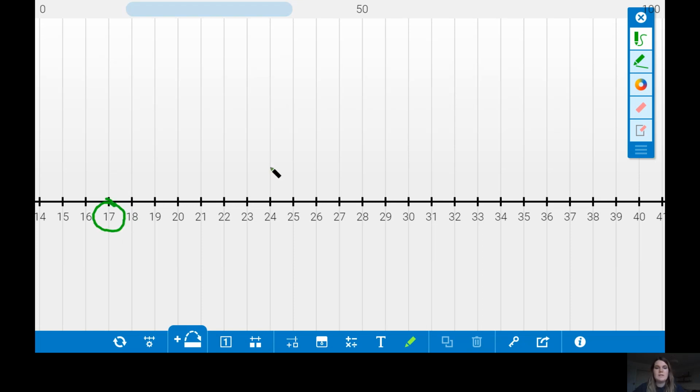And the other number I was looking for was 35. Well, that's near 30. And I can count in fives. 30, 35. Very good. Here's 17 and 35.